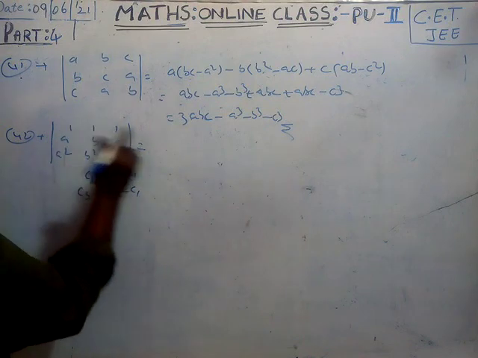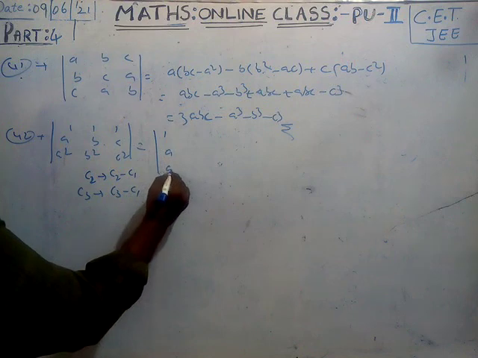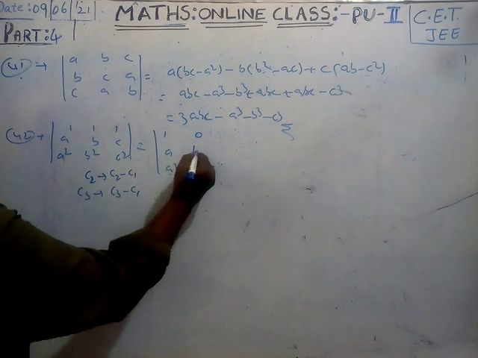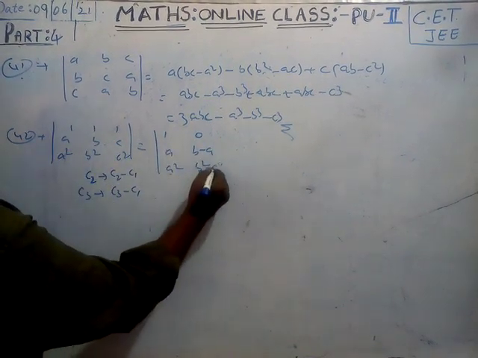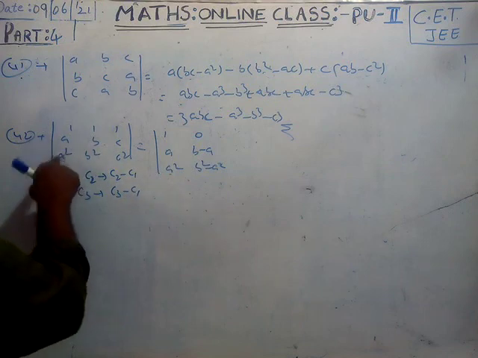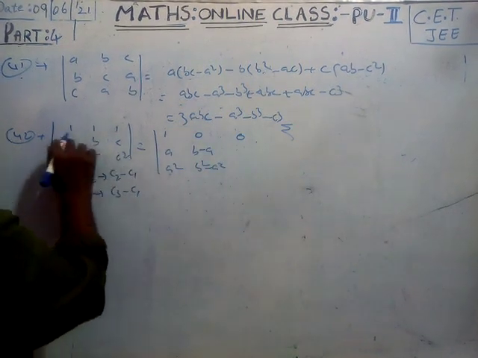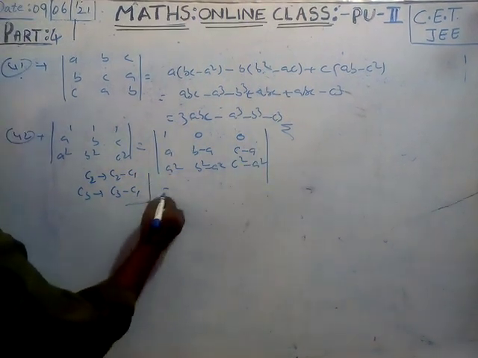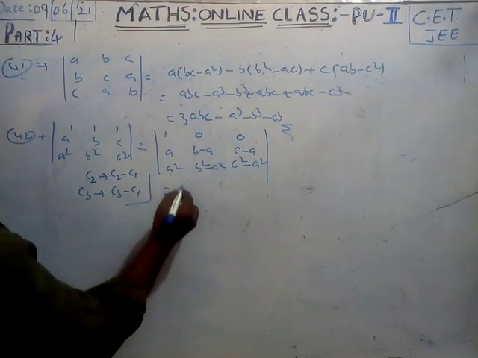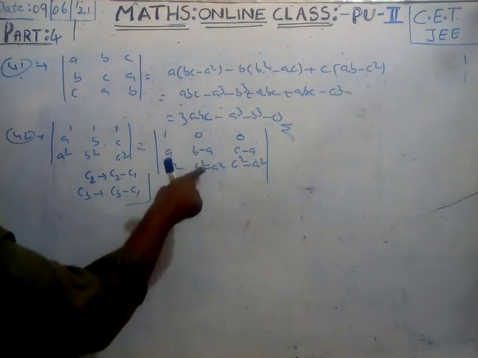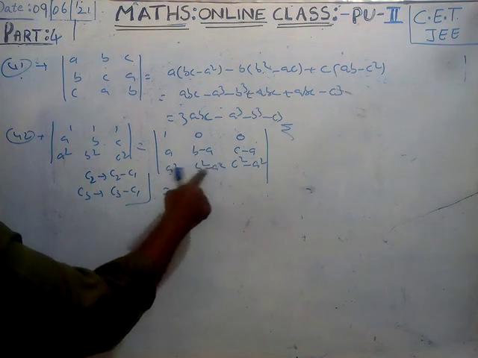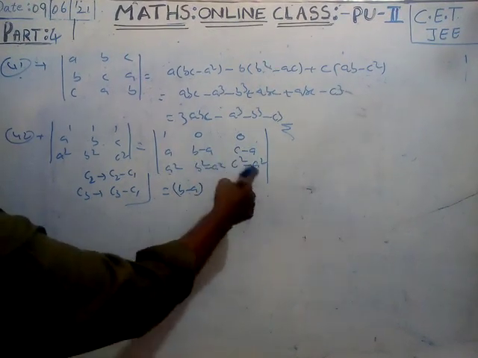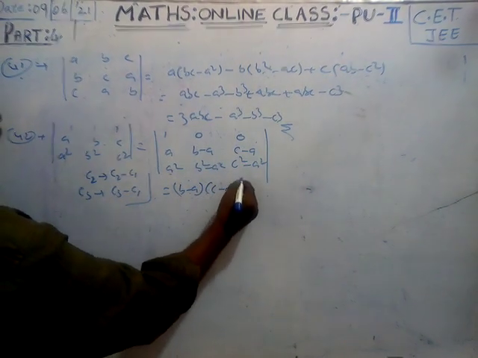Okay? That is, the first column is 1, A, A square as it is. 1 minus 1 is 0, B minus A, B square minus A square. Again 1 minus 1 is 0, C minus A, C square minus A square. Now in this second column, B minus A is common, since B square minus A square is (B minus A)(B plus A). In the third column, C minus A is taken as common.